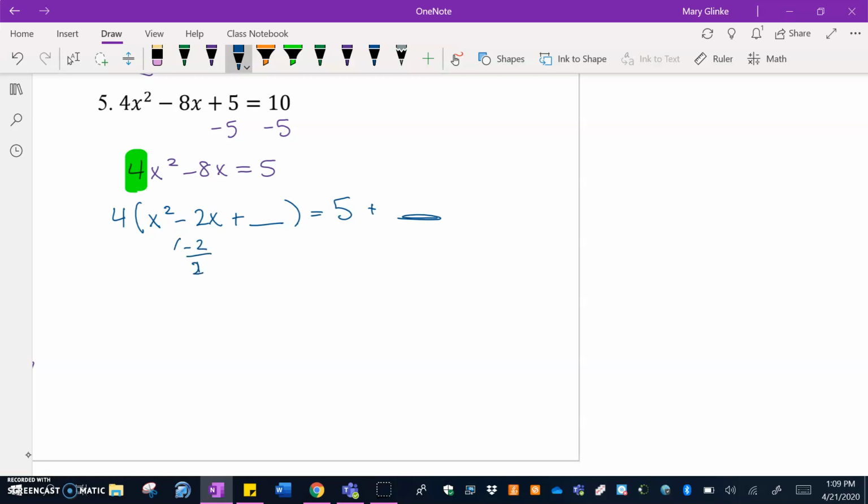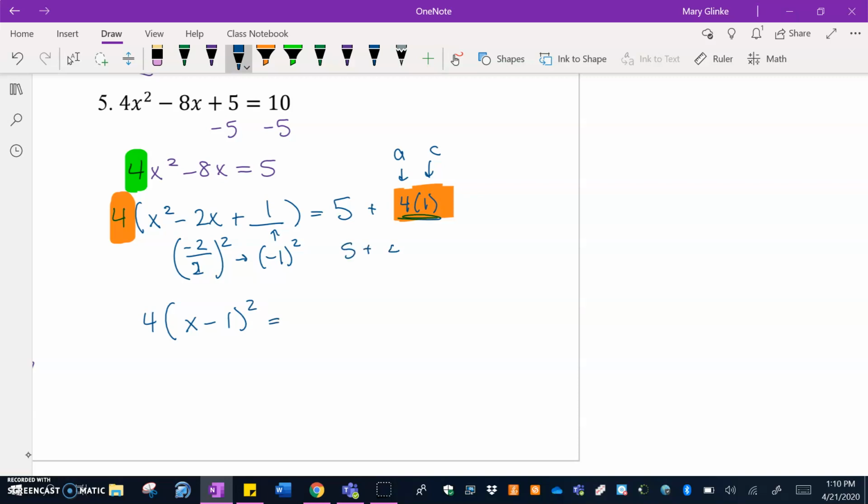We do b divided by 2 squared. That becomes negative 1 squared, which happens to be a positive 1. On the right-hand side, we have to remember, hey, we factored out that a value. So when I go to add things on the other side, I have to multiply my completing the square by my a value. And so on the left-hand side, we're now going to simplify. That becomes x minus 1 squared with the GCF of 4 out in front. The right-hand side, I'm going to do 5 plus, and then 4 times 1 is 4. So that becomes 9.